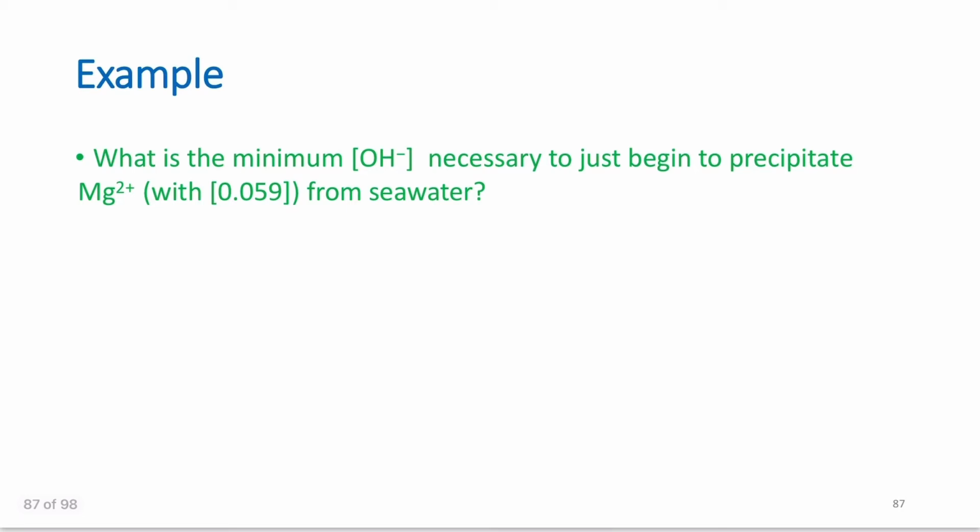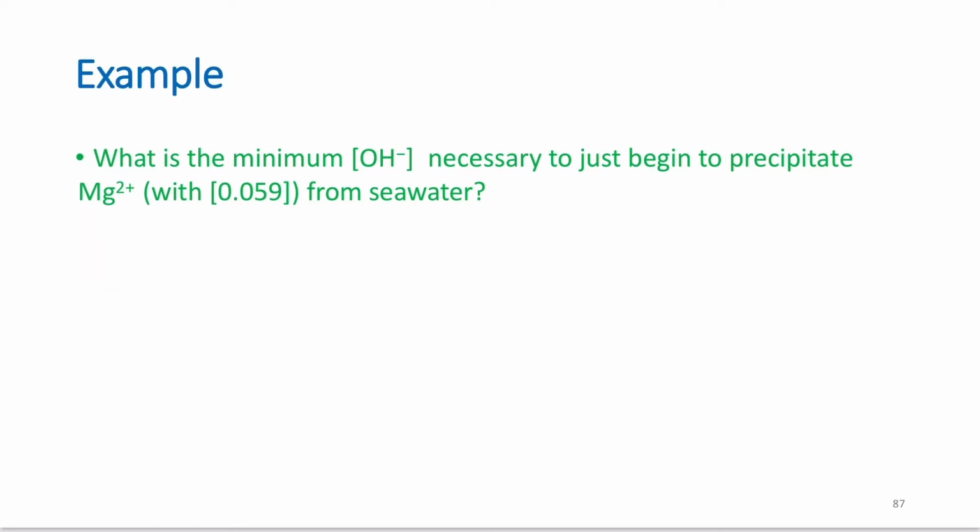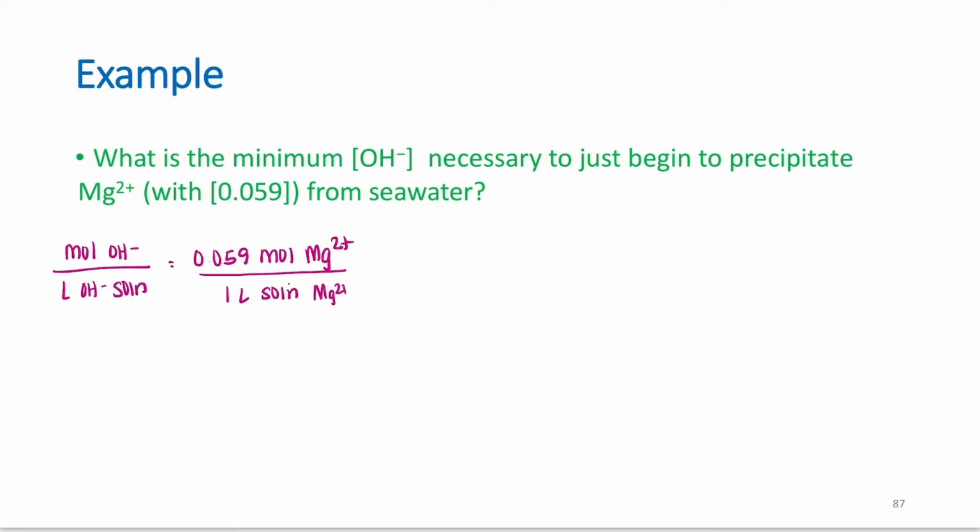What is the minimum hydroxide concentration necessary to just begin to precipitate magnesium 2 plus with a 0.059 molar concentration from seawater? I want the molarity of hydroxide. So I need the moles per liter of hydroxide, right? Moles of hydroxide per liter of hydroxide solution. 0.059 moles of magnesium 2 plus per 1 liter of solution, because that's what molarity means. And this is the magnesium 2 plus solution.